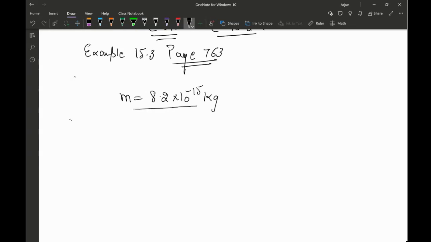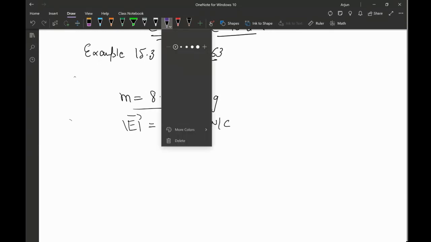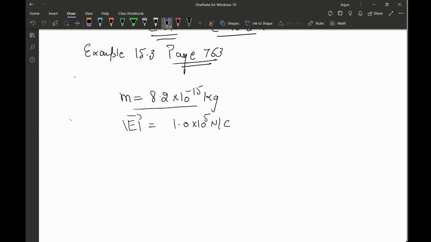So an oil droplet is given to me which has this much mass, and it is suspended in an electric field. The electric field is given to me as 1.0 times 10 raised to the power 5 Newton per Coulomb. And we are also told that it is suspended in air. Suspended means this charge is neither moving up nor moving down. So there are equal and opposite forces acting on this oil droplet. And I want to find out how many electrons this oil droplet has gained or lost.